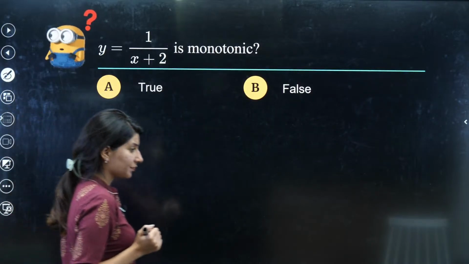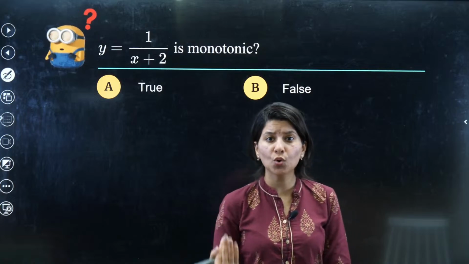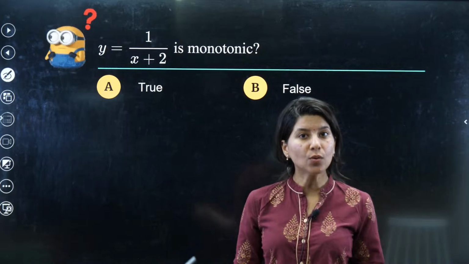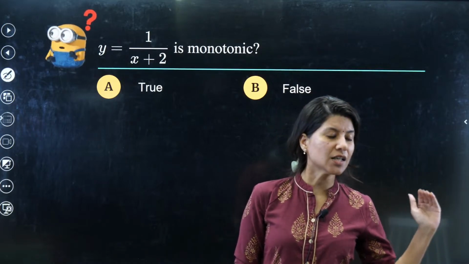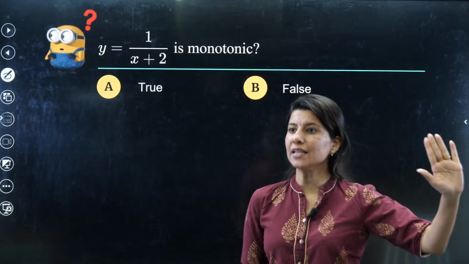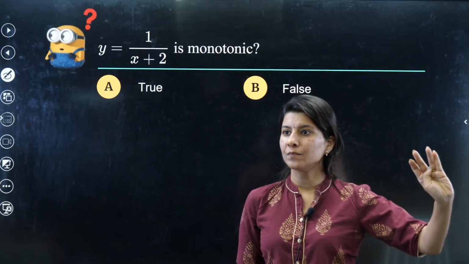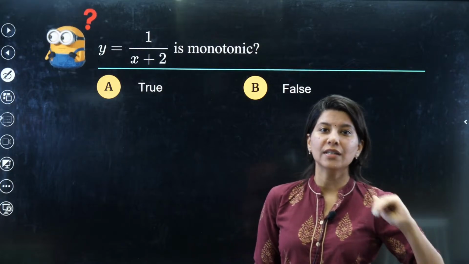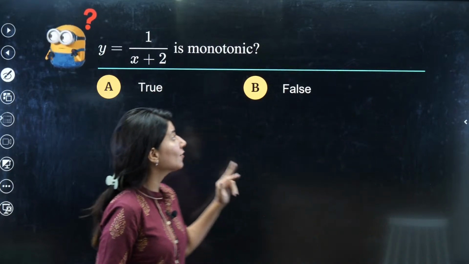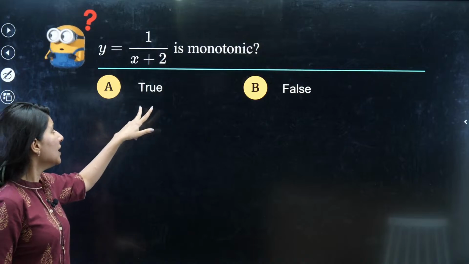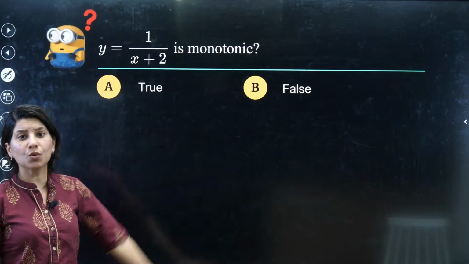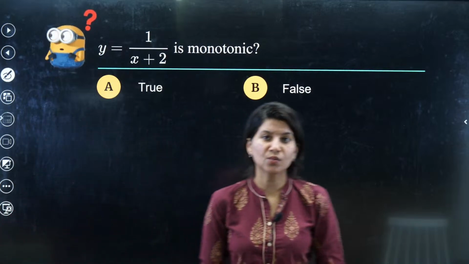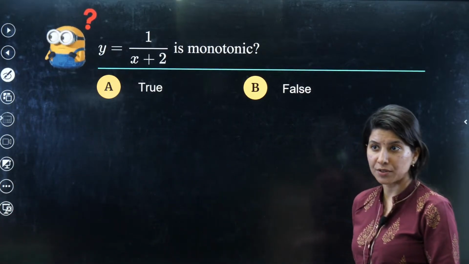And now let us understand what is monotonic. Monotonic function means without breaking, without anything, the function either keeps on increasing, or the function keeps on decreasing. So I have one question for you. Is 1 upon x plus 2 monotonic or not?